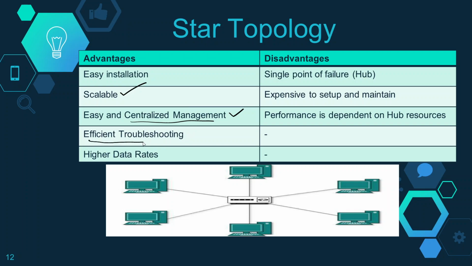It has efficient troubleshooting, and it has higher data rates. Higher data rates because each device has its own dedicated cable, and the more resources the central device has, the faster the network is. These are some of the disadvantages. The most important one is that the central device is a single point of failure. If this fails, the whole network fails.